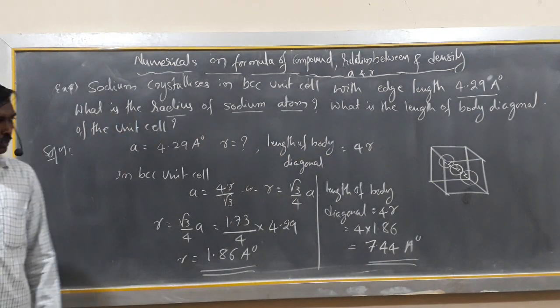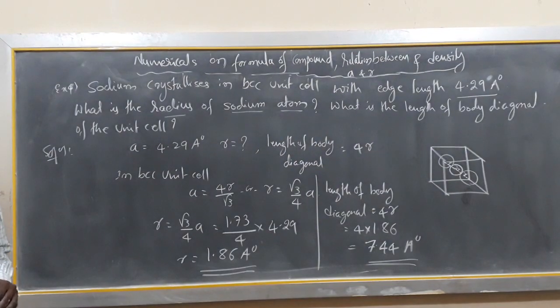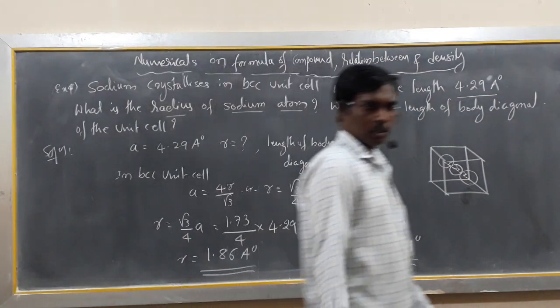These are the simple examples which were asked in CET. So it was asked once in CET, what is the length of the body diagonal? Just copy it.